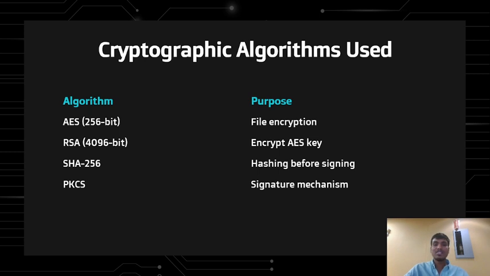And SHA-256 is used to hash the file, which is required before signing the file, and it ensures file integrity. And the signature ensures that the file hasn't been tampered with during transmission. And we made use of public key cryptographic system. It is a framework for signing the file and verifying its authenticity.